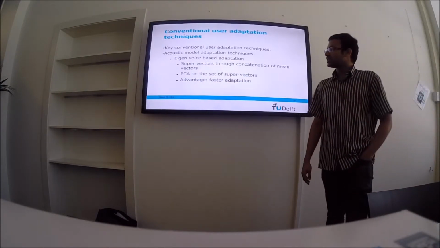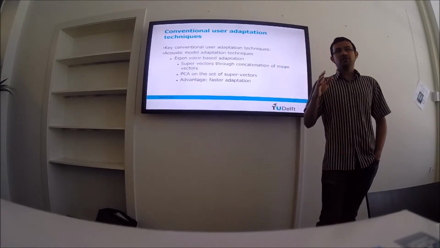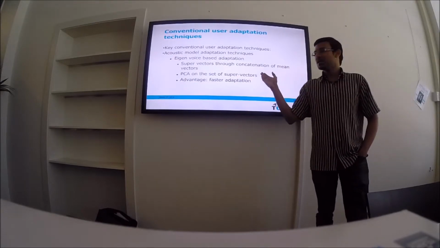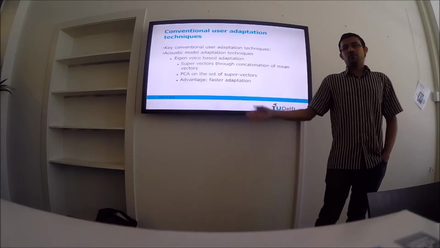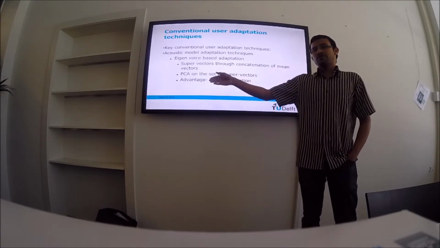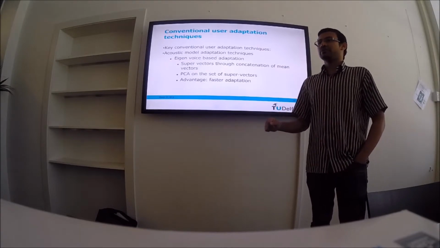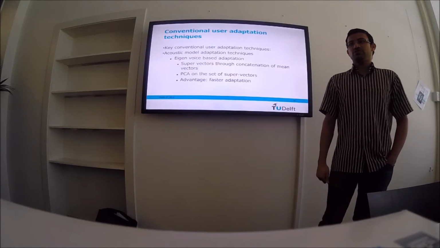The next technique is the eigenvoice-based adaptation. Here we have all kinds of distributions, and from those distributions we generate some mean vectors, and the concatenation of those results in supervectors on which PCA is used. This has the advantage that the final model will not have too many parameters, so it tends to have faster adaptation also.